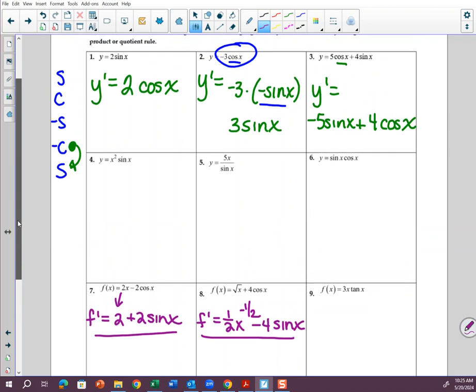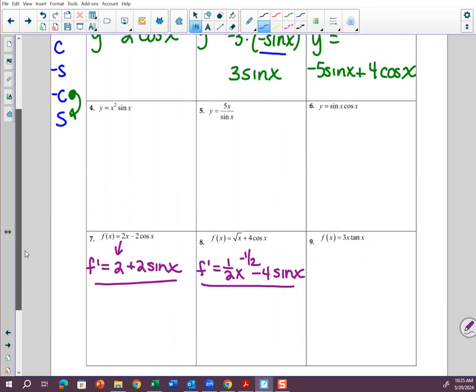In problems 4, 5, 6, and 9, we've got a little bit of product rule. On 4 and 6 and 9, all of those have product rule. And then problem number 5 has a little quotient rule. So why don't you go ahead, if you want to pause right now, and try a little product rule on number 4, a little product rule on 6 and 9, a little quotient rule on 5, and then you could check your answers.